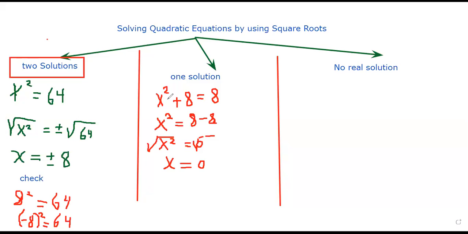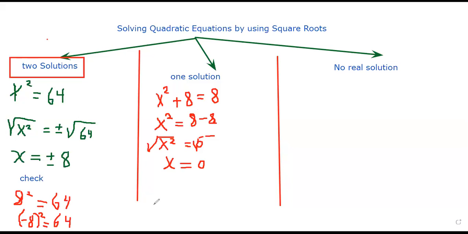So it will be only 0. I don't have anything. So it will be 0 to the power of 2 equals 0, then 0 plus 8 equals 8, right? So in this case, we have only one solution. Let's move to the third one.